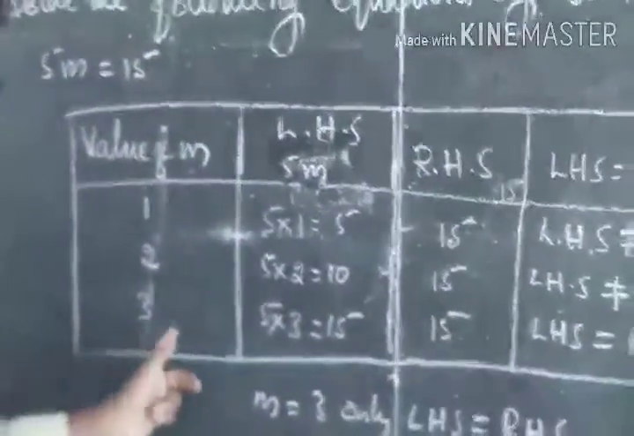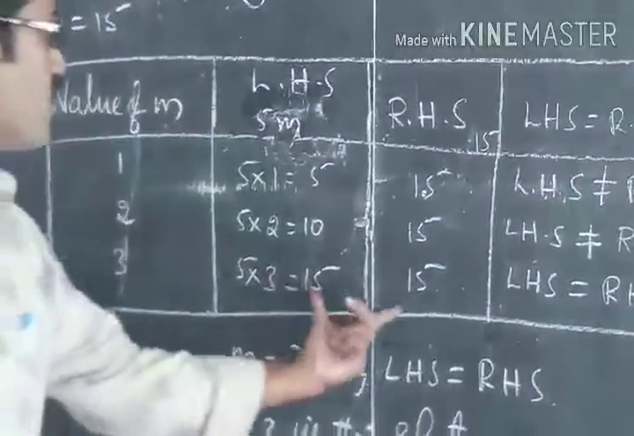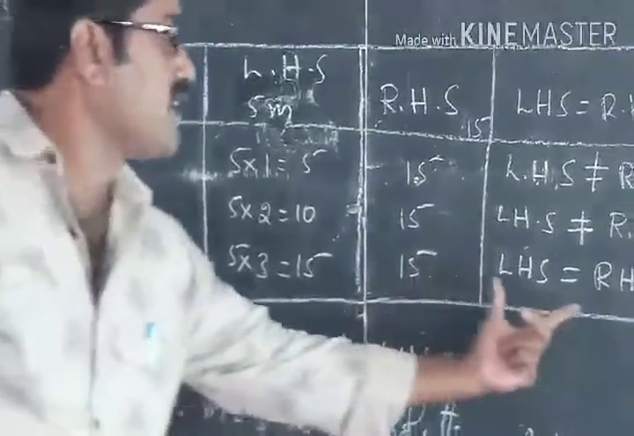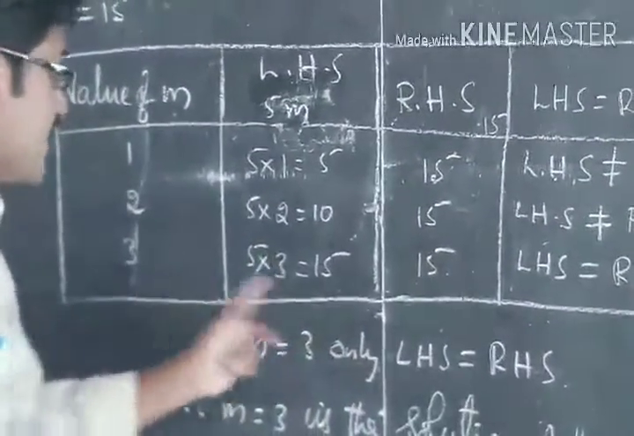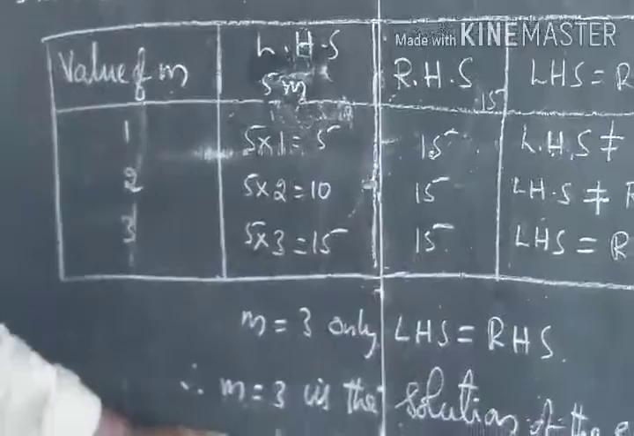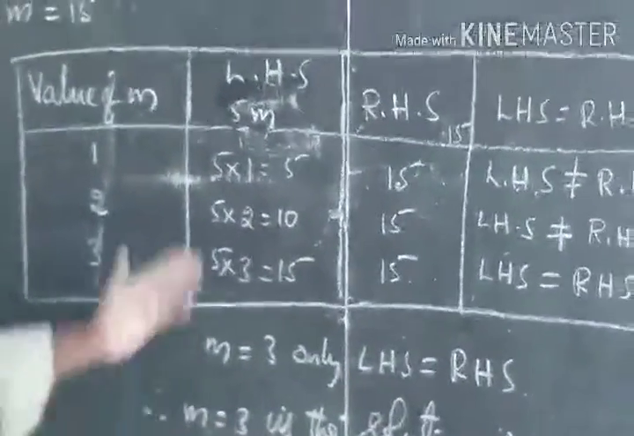M is equal to 3 you want to take. In place of m, 3, right. 5 into 3 is equal to 15. Both sides, 15 is equal to 15. LHS is equal to RHS. So m is equal to 3 only. Therefore m is equal to 3 is the solution of the equation. Understood, children? Copy down in CW.